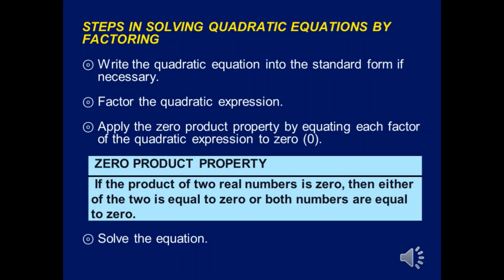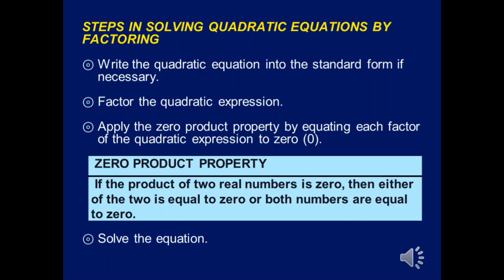Please take note that when solving quadratic equations by factoring, the following steps must be followed. Number 1, you need to check whether the quadratic equation is written in its standard form. If it's not written in standard form, then you need to rewrite it into its standard form, ax squared plus bx plus c equals 0. Then number 2, you apply your prior knowledge about factoring quadratic expressions.